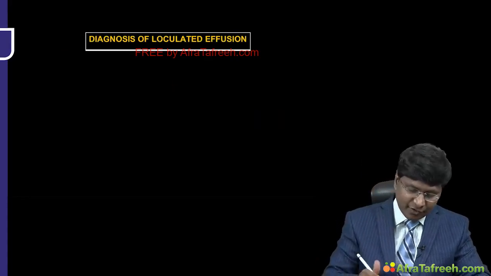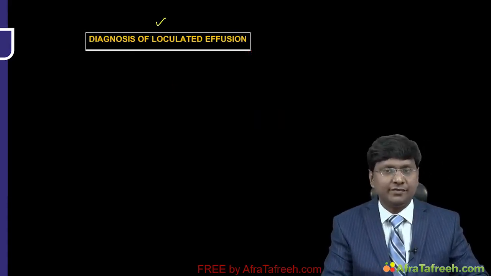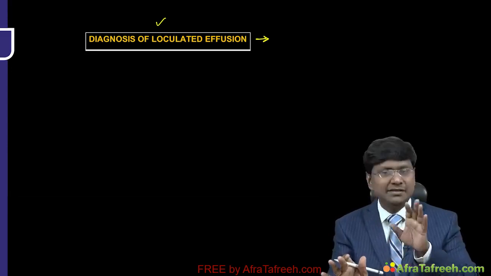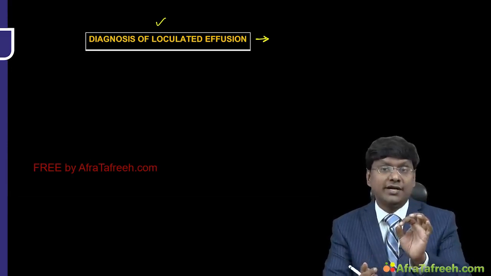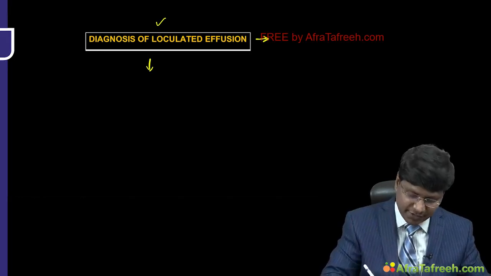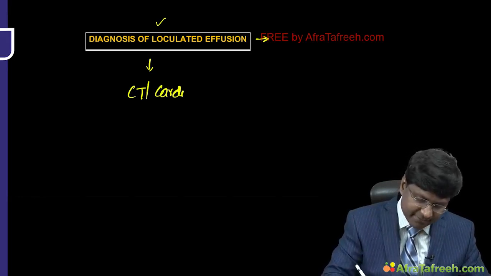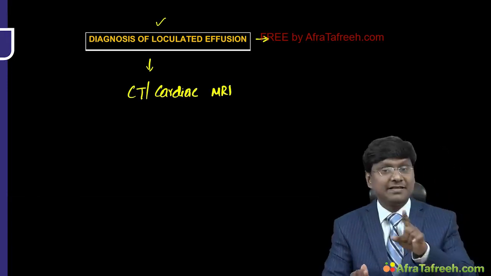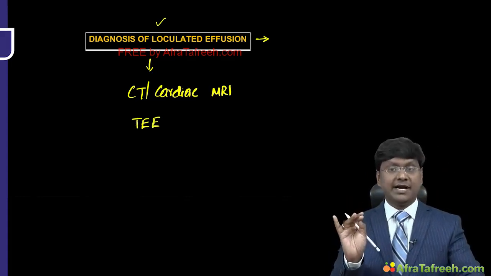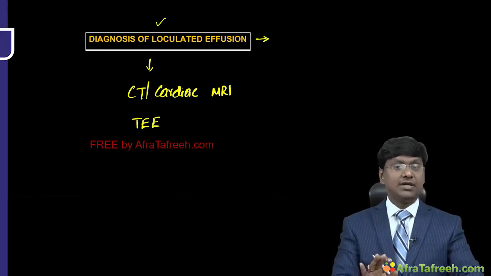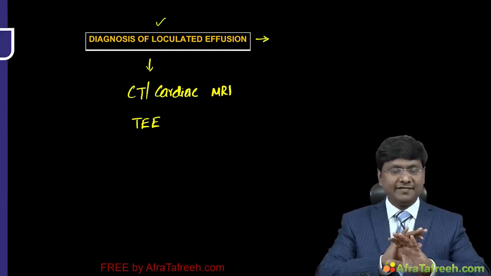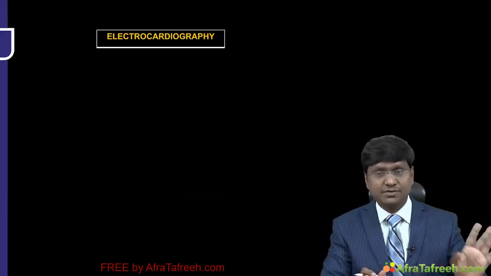All right, followed by that, the diagnosis of the loculated effusion. The diagnosis of the loculated effusion may not be very clear in the 2D echo, but if you want to visualize the loculated effusion thoroughly, then the best investigation is the CT or the cardiac MRI. The other method is transesophageal echocardiography. So transesophageal echocardiography, CT or cardiac MRI may be necessary to diagnose the loculated effusion, which is responsible for cardiac tamponade, right? Then after this, echo will definitely be the best non-invasive investigation for diagnosing cardiac tamponade.